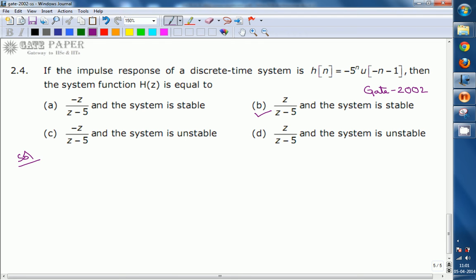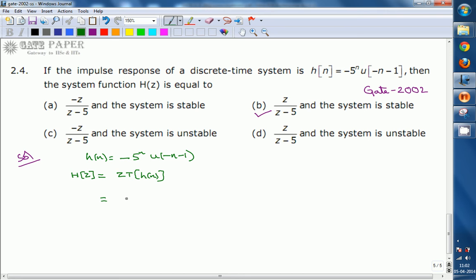Coming to the solution, given that h of n equals minus 5 power n u of minus n minus 1, now find the Z transform. We know that H of z, the transfer function or system function, is nothing but the Z transform of h of n only. So apply the Z transform for this.